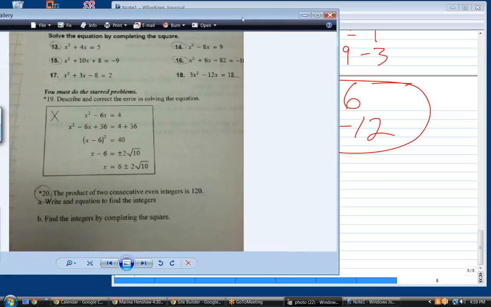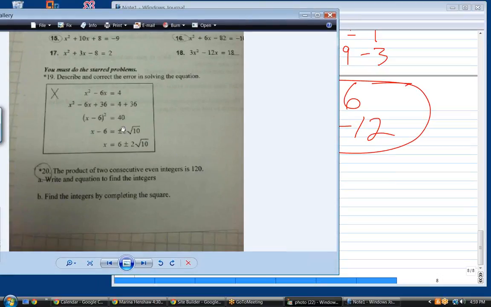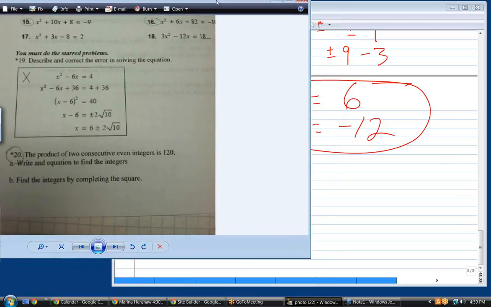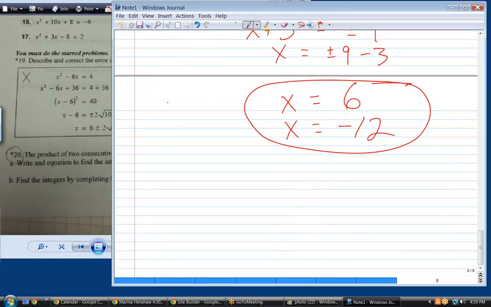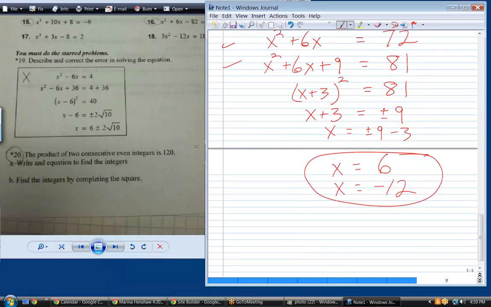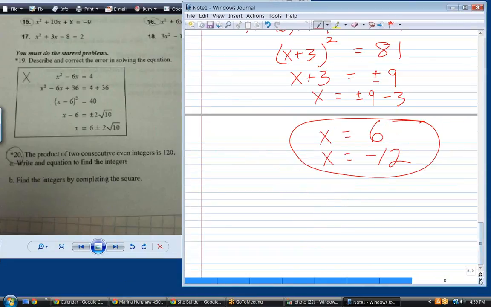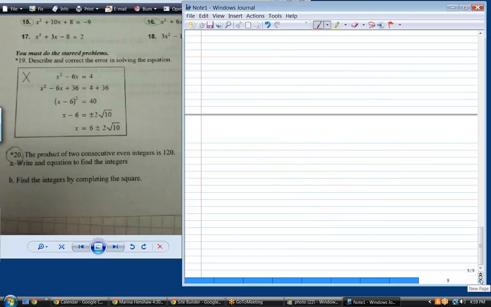All right. So that's completing the square. Next one we got to do is 20. That's my last problem. Okay. This is a word problem. Whenever you have a word problem, the first thing you want to do is come up with variables and list them and label them. So, the product of two consecutive even integers is 120. What should I let x be?